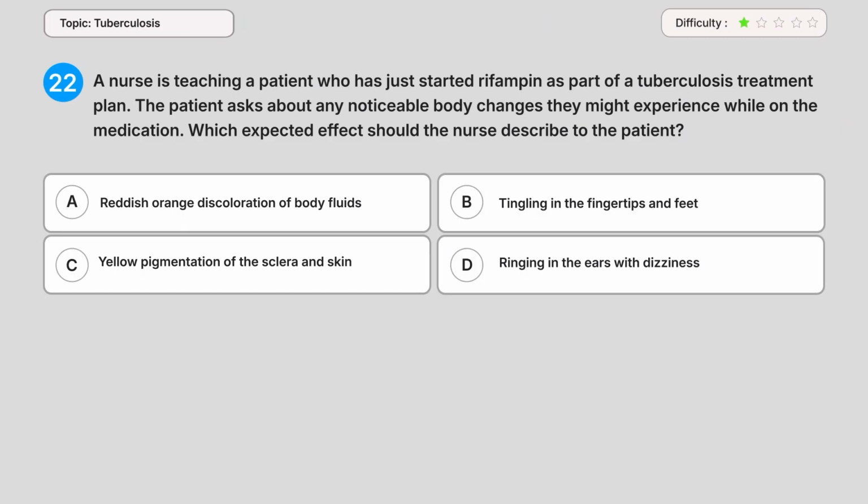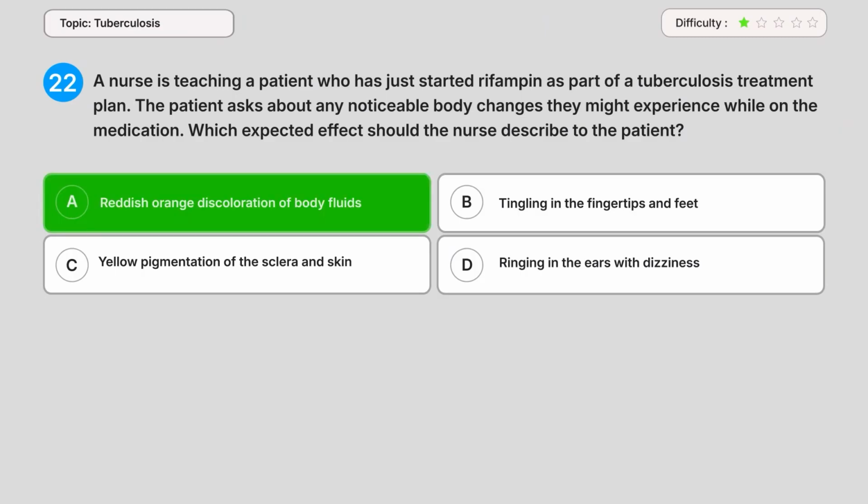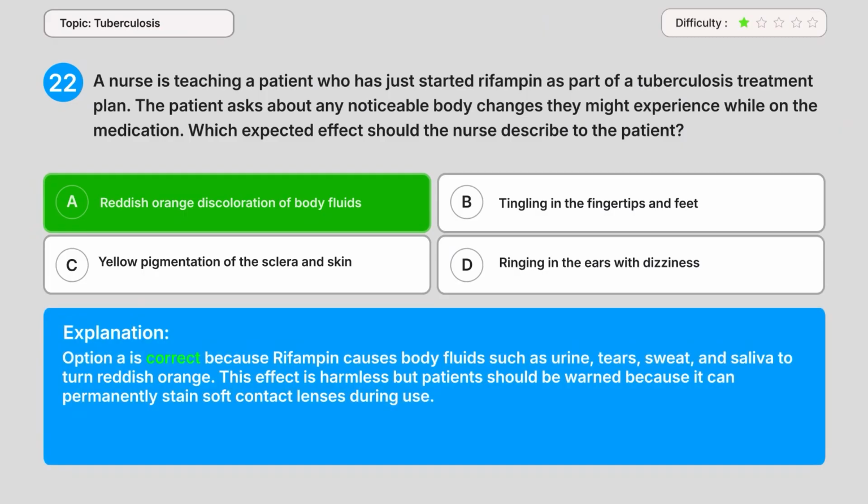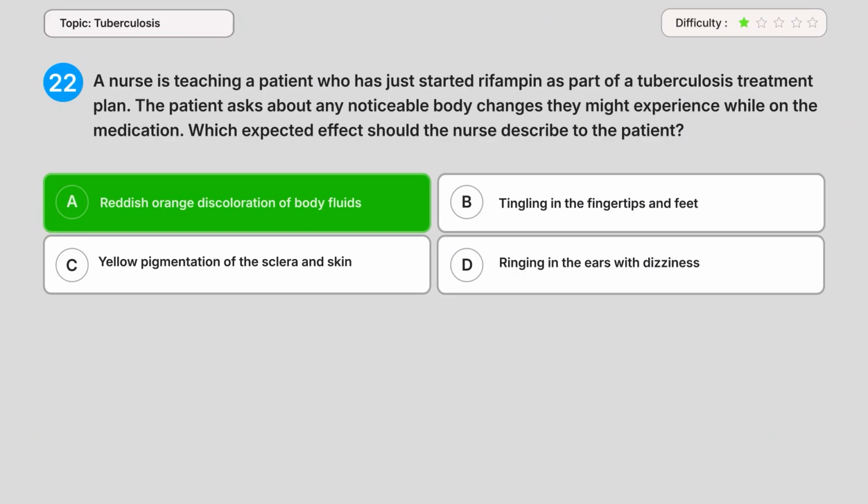Correct answer. A. Reddish-orange discoloration of body fluids. Rifampin causes body fluids such as urine, tears, sweat, and saliva to turn reddish-orange. This effect is harmless, but patients should be warned because it can permanently stain soft contact lenses during use.